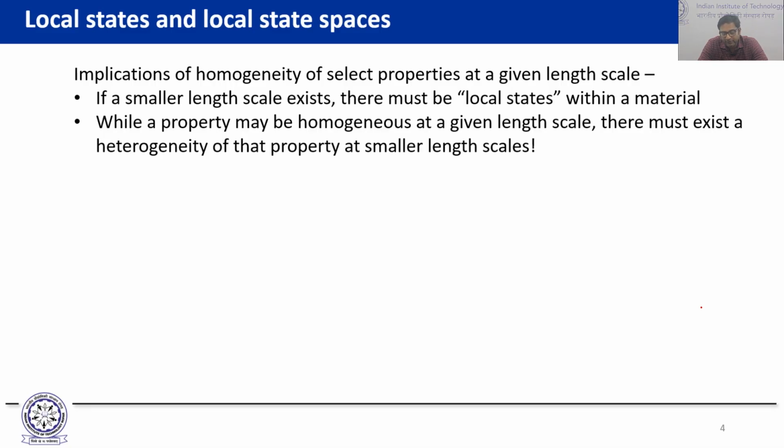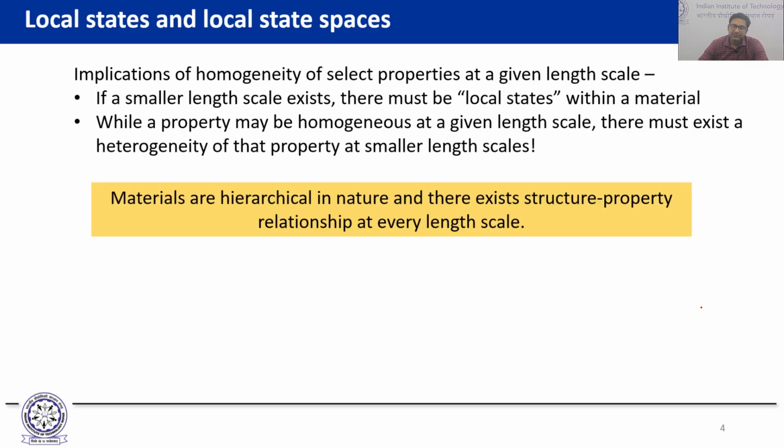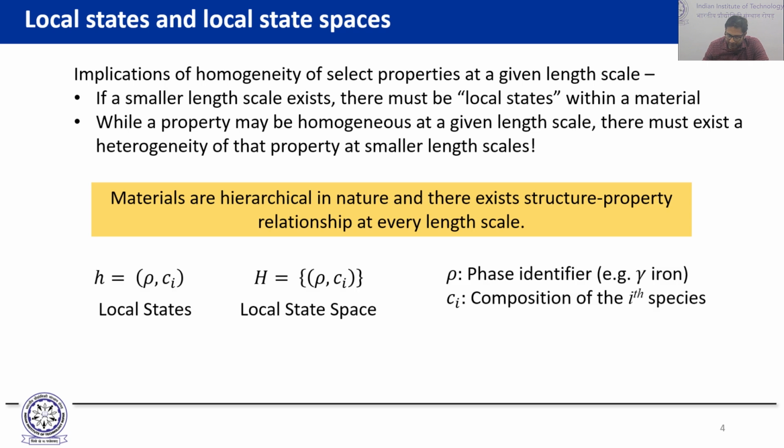And therefore, it follows that if you do have smaller length scales, then there has to be local states within your material. Now, the property might be homogeneous at a given length scale, but the existence of the smaller length scales, just as we discussed, also implies the inherent inhomogeneity being there in the material. So essentially what you start appreciating is something that we have been talking about all along in the last few lectures, that materials are inherently hierarchical in nature, and there exists some sort of a structure-property relationship at every length scale that we can think of for that particular material.